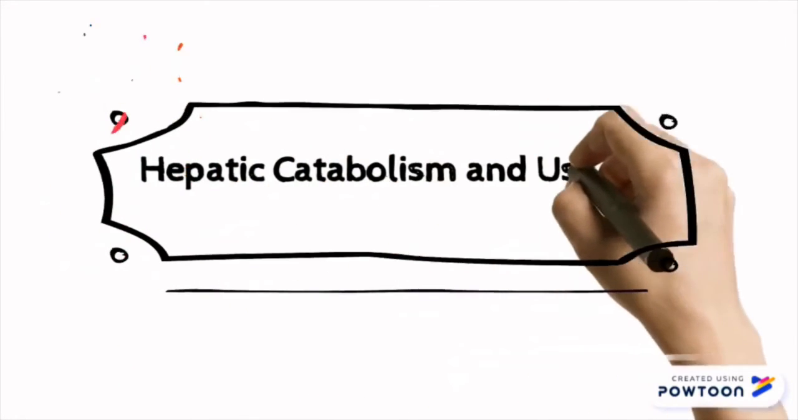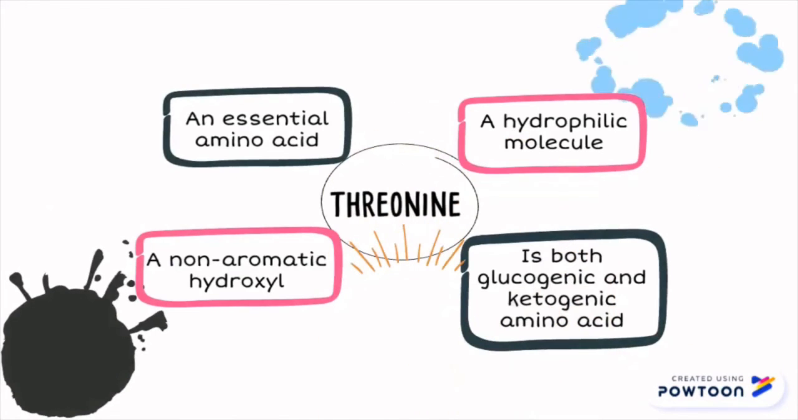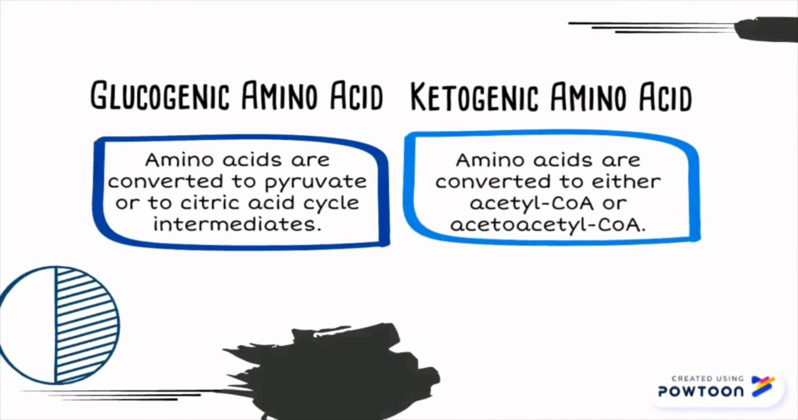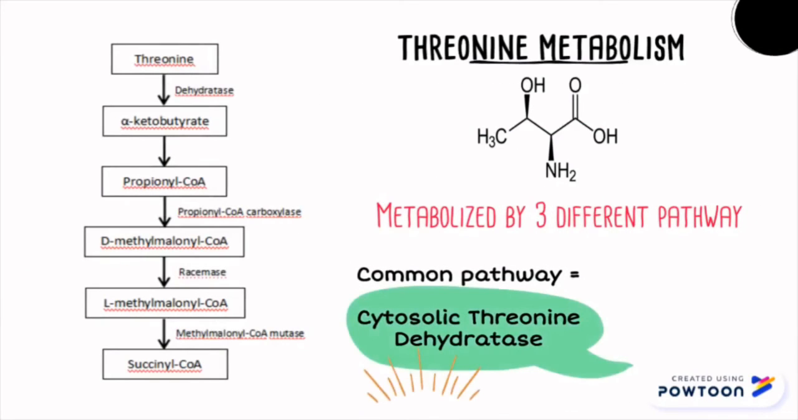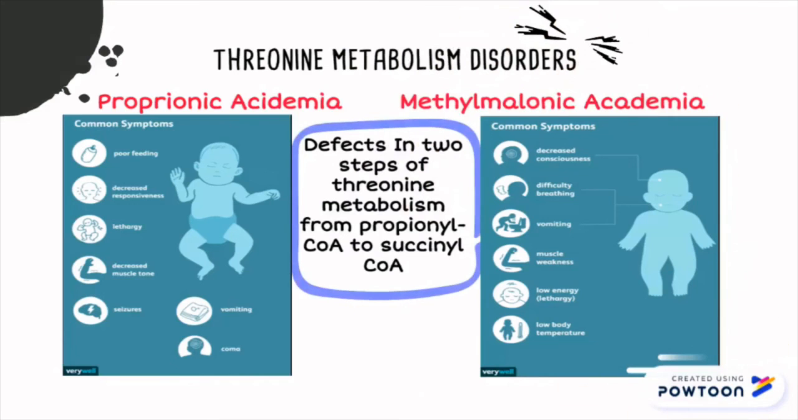Hepatic catabolism and uses of other selected amino acids. Let's start with threonine and its function. The difference between glucogenic and ketogenic amino acids. Threonine is metabolized by three different pathways and the common pathway is cytosolic threonine dehydratase. The other pathways are threonine cleavage complex and threonine dehydrogenase, where acetyl-CoA and pyruvate are produced. The disorders are propionic and methylmalonic acidemia.